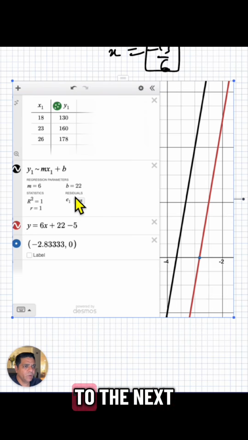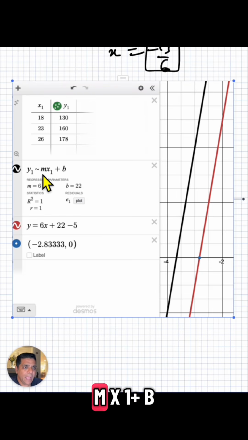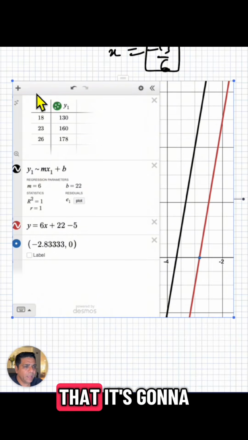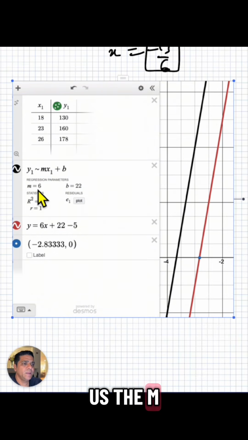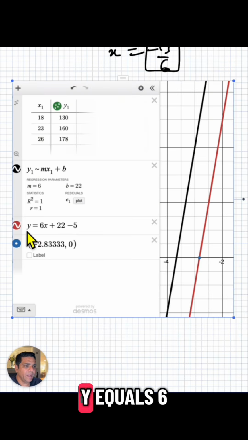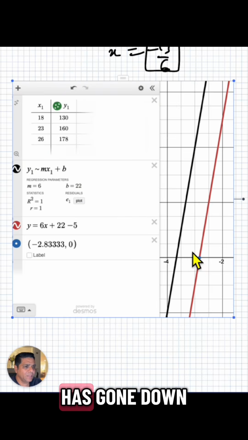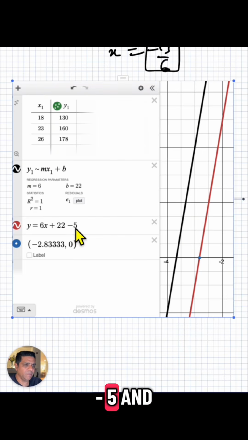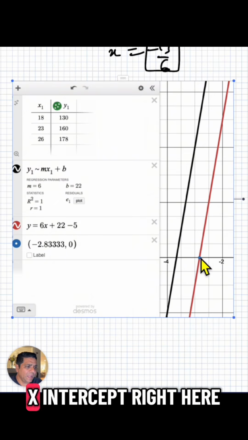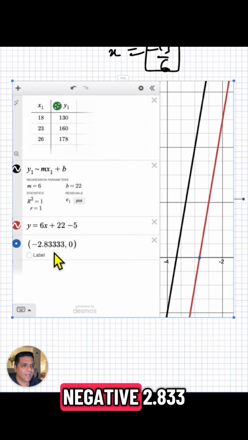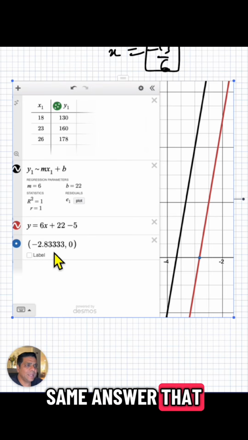Once you put the points in, go to the next line and put y1 and the tilde, m x1 plus b. When we do that, it's going to take this data and give us the m and the b value. So now we can write our equation, y equals 6x plus 22. That's this line right here. And then remember, our K line has gone down 5 units, so subtract 5. Then go ahead and select the x-intercept, this point, and that gives us negative 2.833, which is the same answer that we received algebraically.